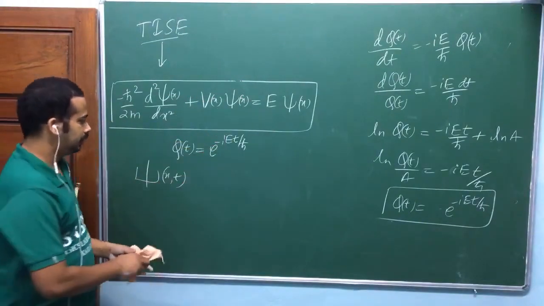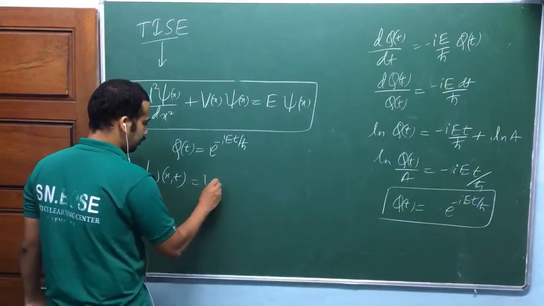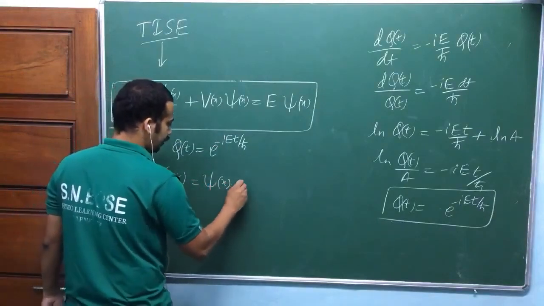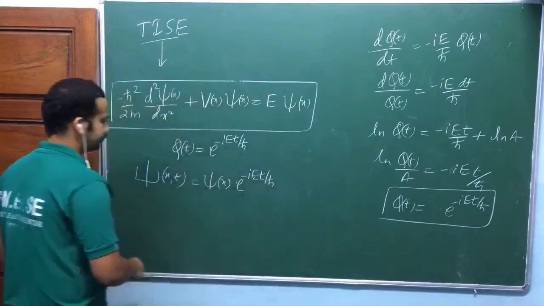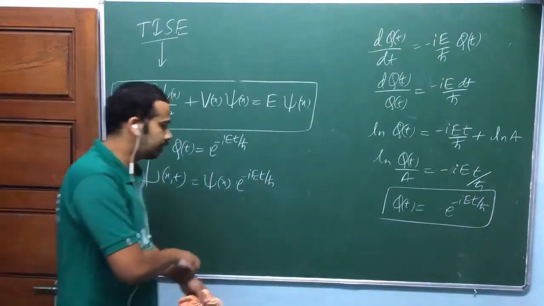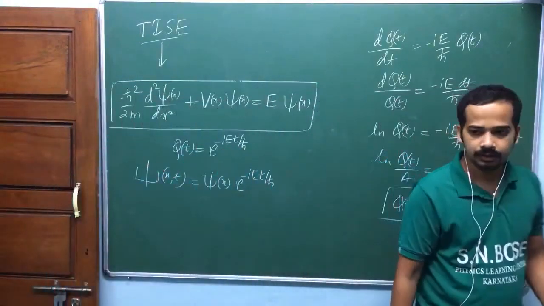So that's why, look at here, this is equal to psi of x into e power minus i E t by h bar. Separable solution. We call this one a separable solution.